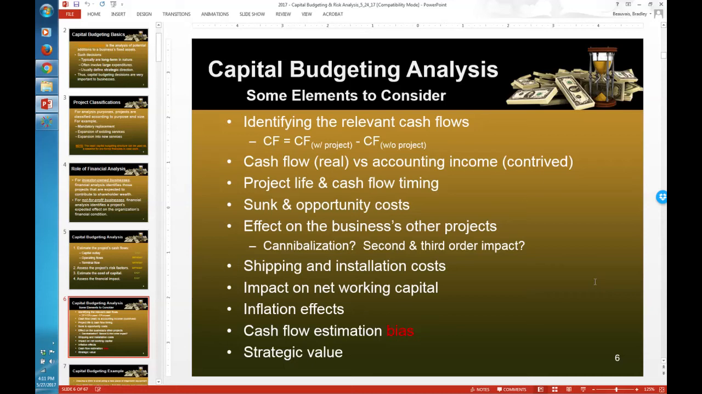Likewise, we want to consider and understand cannibalization. By doing X, are we stealing revenue and profitability from Y?